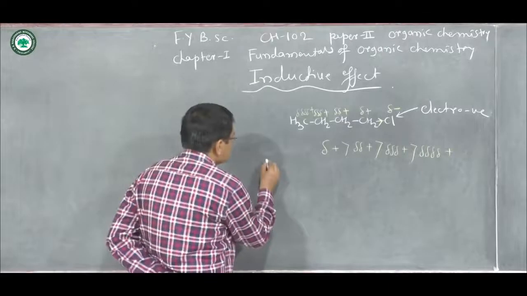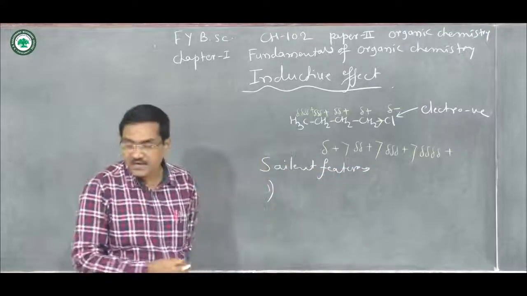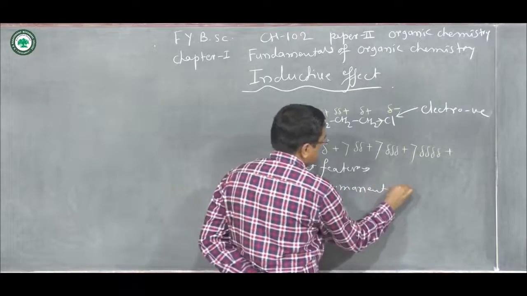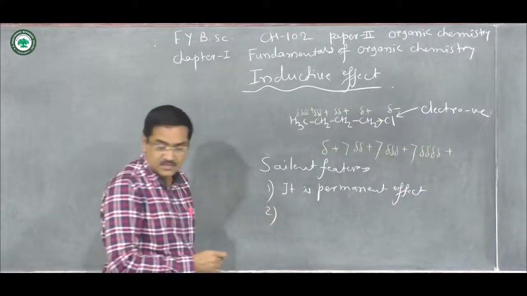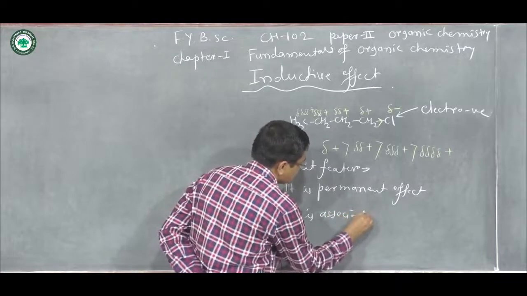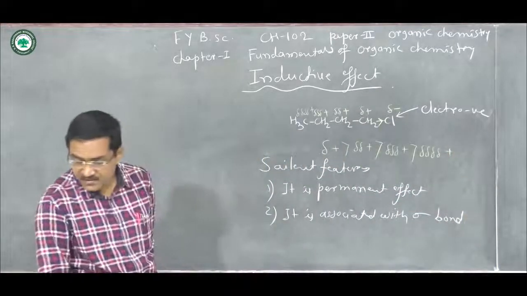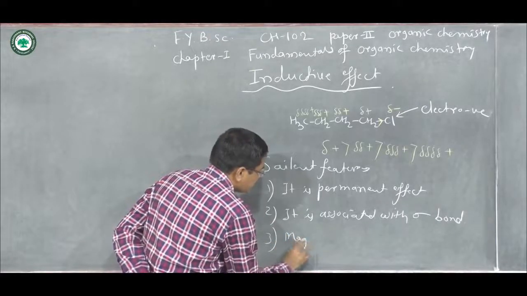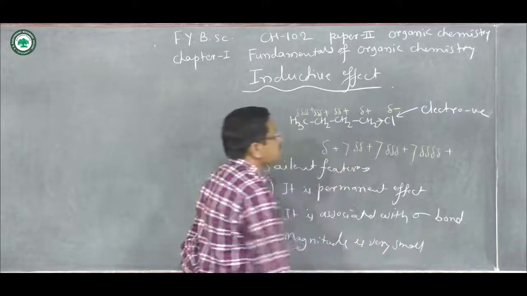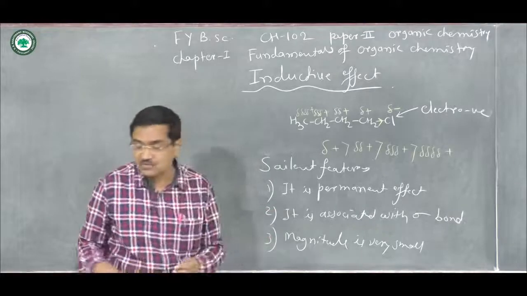Now this having some salient features. This is a permanent effect, and it is totally associated with sigma bond, and third one, magnitude is very small. Means when we compare in between resonance effect and inductive effect, here inductive effect the magnitude is very small as compared to resonance.